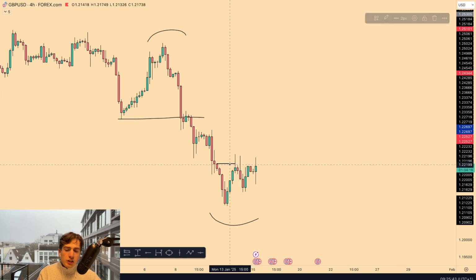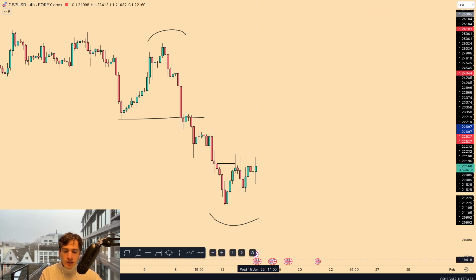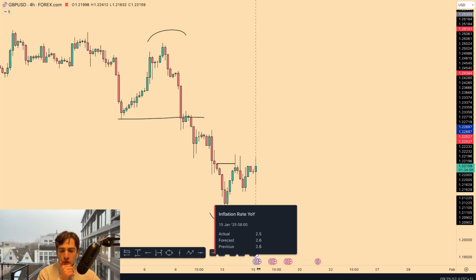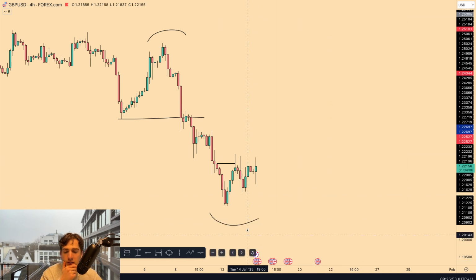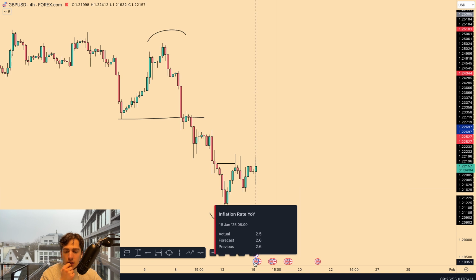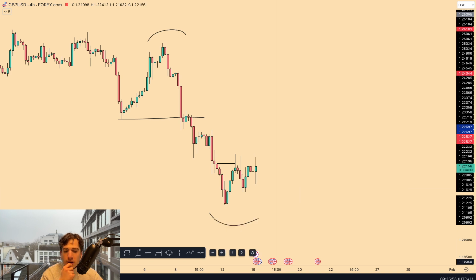Now, we can see that GU is stalling. It is waiting for those inflation numbers to come out, and then I expect a heavy reaction to occur. We also have GBP inflation numbers coming out, so it's a pretty big day, or these already came out, excuse me. So we're just waiting for the US numbers to come out as well.